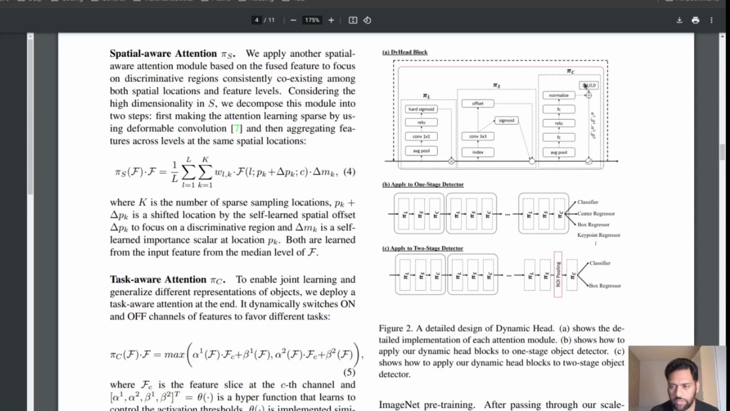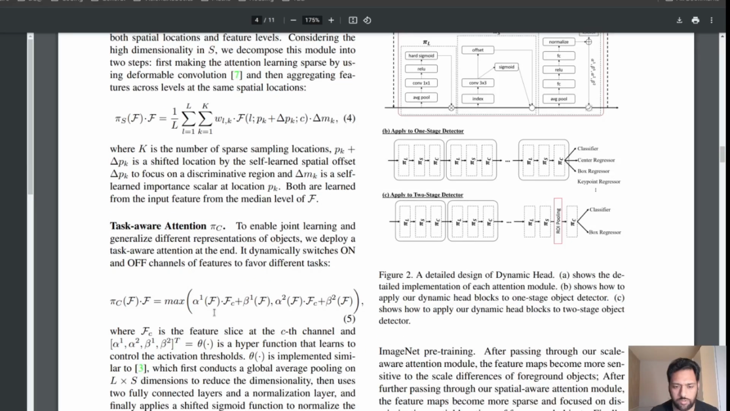Because the initial conditions of these parameters are 1, 0, 0, 0. So if lambda 1 is 1, and the rest is 0, this becomes max of f(c) comma 0. And f(c) is the input, so it exactly becomes ReLU, but this is like a learnable ReLU.